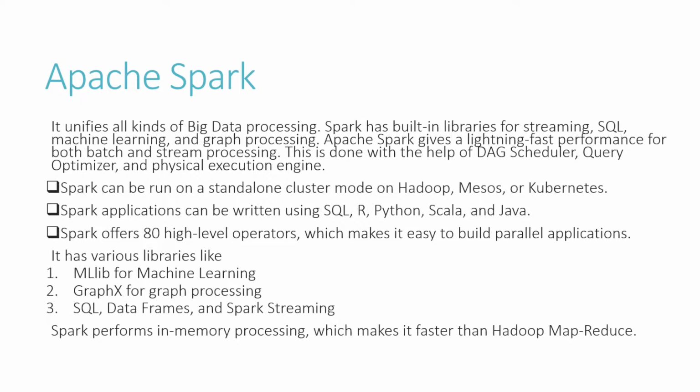Again, the biggest difference between Spark and Hadoop is it performs in-memory processing, which is much faster than MapReduce, where it relies on a lot of disk write and read operations. So the disk IO is really expensive, and because Spark does everything in memory, it avoids all that, and it's able to do it much faster.